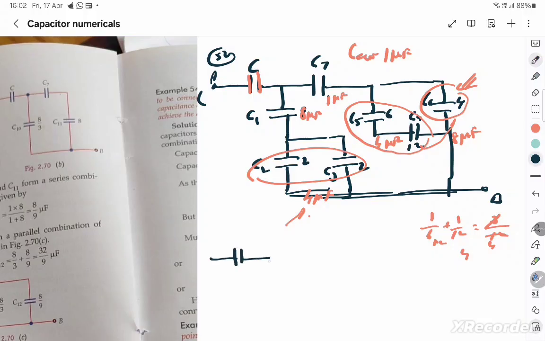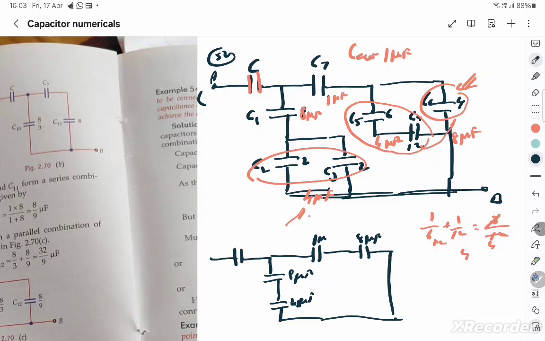You don't know this unknown C, but you know this is 8 microfarad, which is in series with a 4 microfarad. And the circuit goes like this. There's a 1 microfarad here, which in turn goes and connects to an 8 microfarad in series, and then comes back and joins like this. And so you can see that they're all in series.